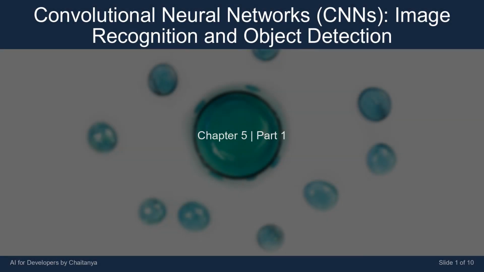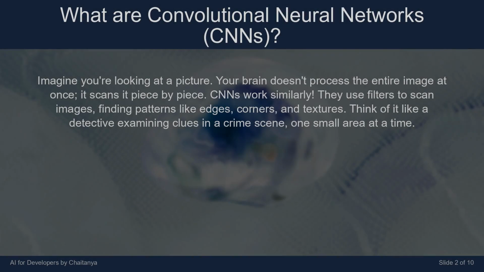I'm Chaitanya. Today's lesson is titled Convolutional Neural Networks, CNNs, Image Recognition and Object Detection. Imagine you're looking at a picture. Your brain doesn't process the entire image at once. It scans it piece by piece. CNNs work similarly. They use filters to scan images, finding patterns like edges, corners, and textures. Think of it like a detective examining clues in a crime scene, one small area at a time.